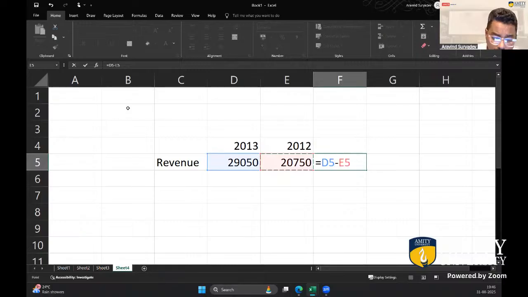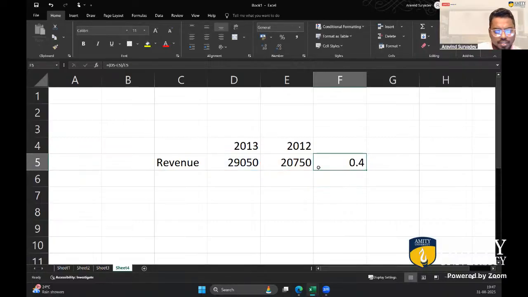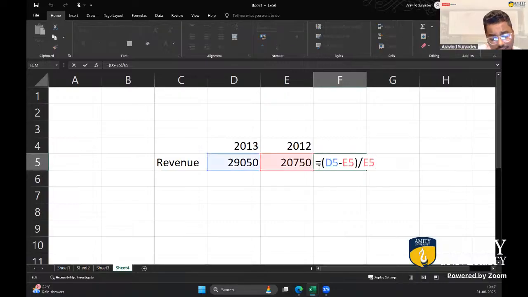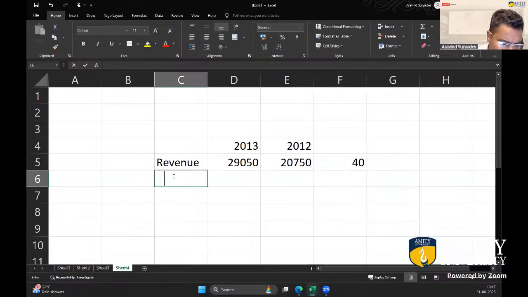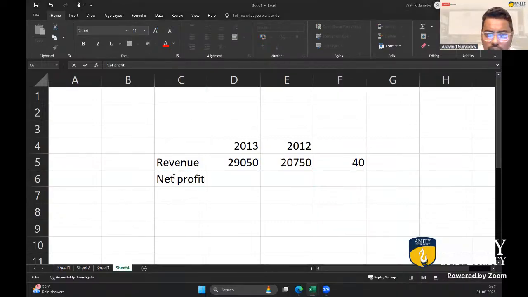This would be this divided by this again. There you go. That's an increase of 40% in revenue. That's nice. But do we see the same in the profit margin and such? That's what we have to look at. If I calculate the profit margin, let's calculate net profits.